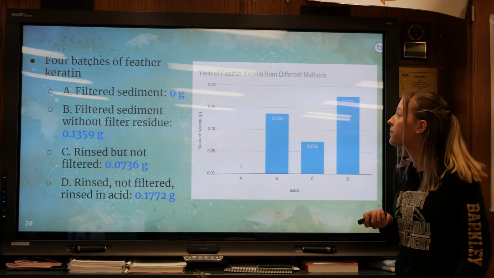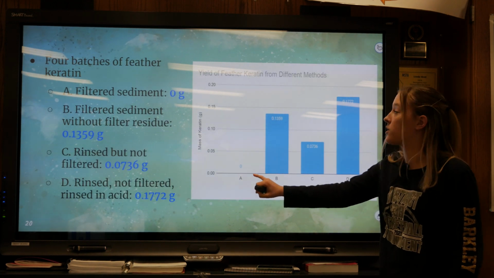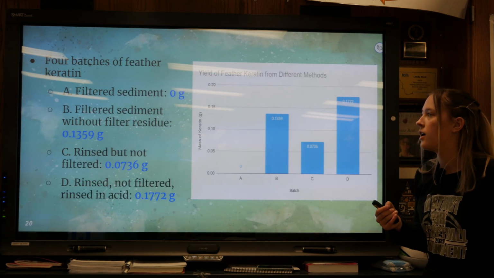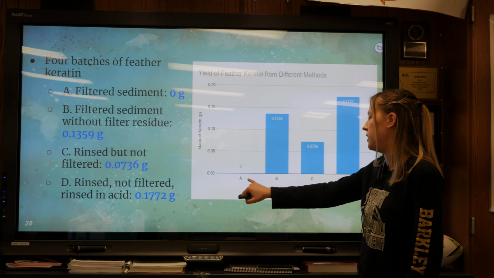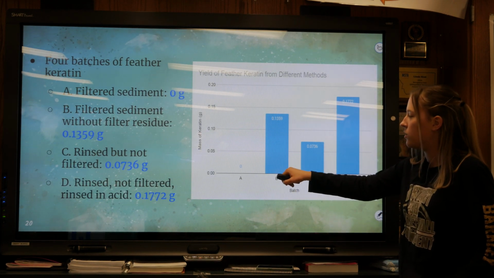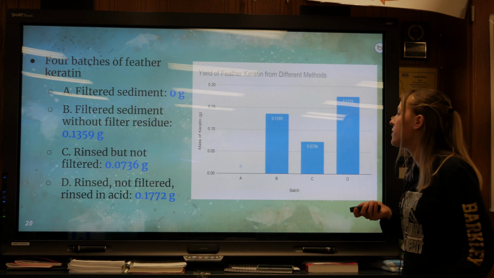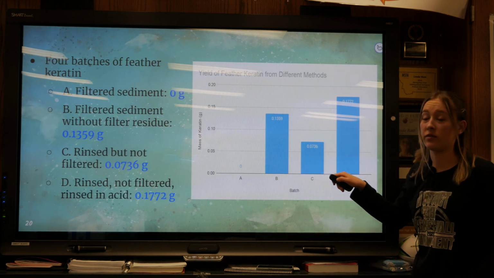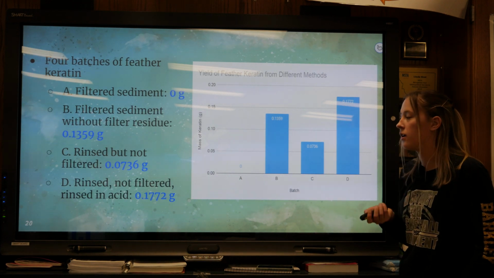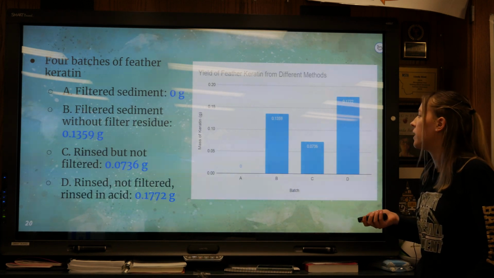Here are my results. So there were 4 batches of feather keratin. Batch A was a filtered sediment, so I did use the filter paper, and I could not find a way to recover it after the liquid was evaporated off, so my yield was 0. Batch B, the filtered sediment, was used without filter residue, and I got 0.1359 grams. Batch C was rinsed but not filtered, so I got 0.0736 grams. And batch D was rinsed, not filtered, and it was rinsed in acid. And I got 0.1772 grams.